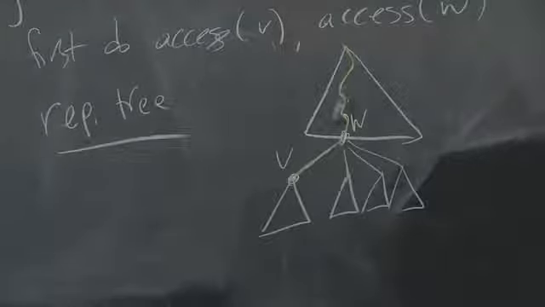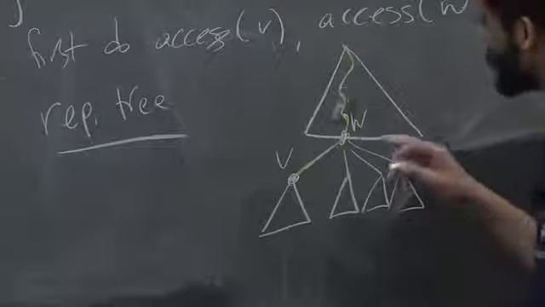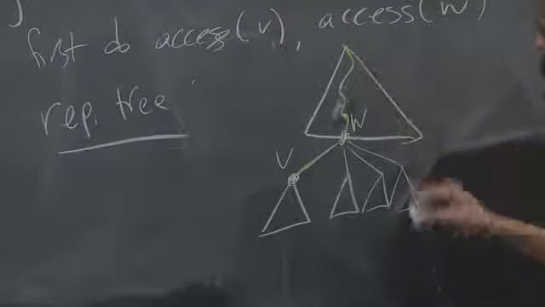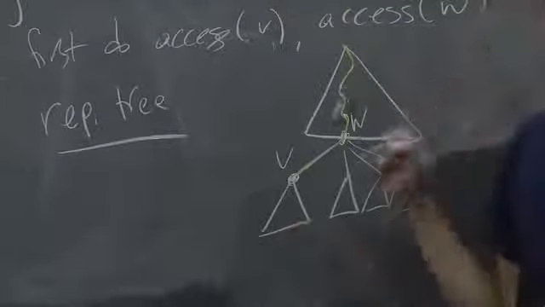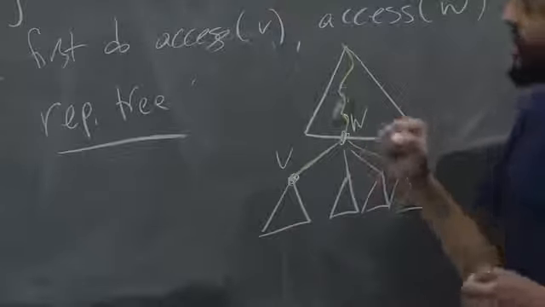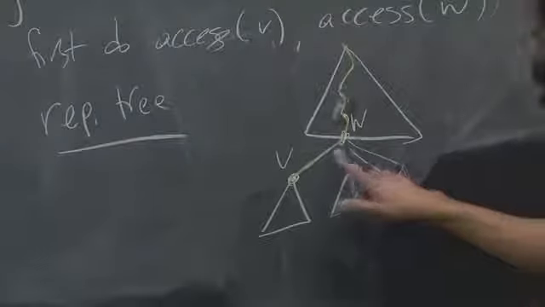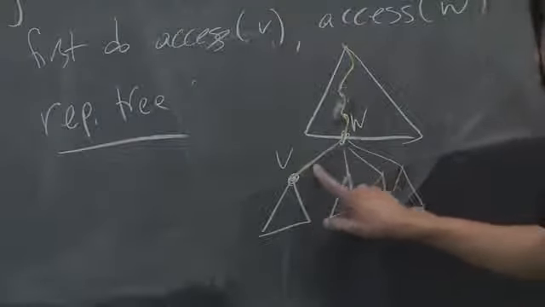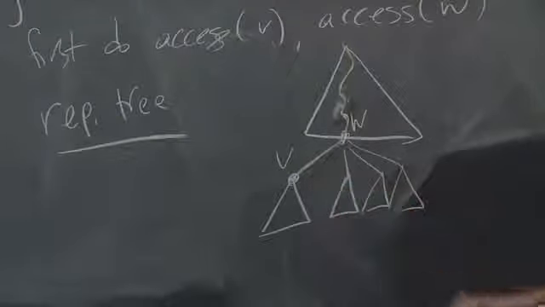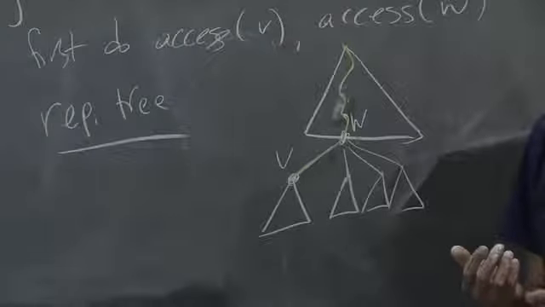Good. Now what can we say? We already did the access on V and already did the access on W, right? That's already taken care of. But then after we do those two accesses, we add this edge right here, right? Okay. So what changes now is light versus heavy, right?